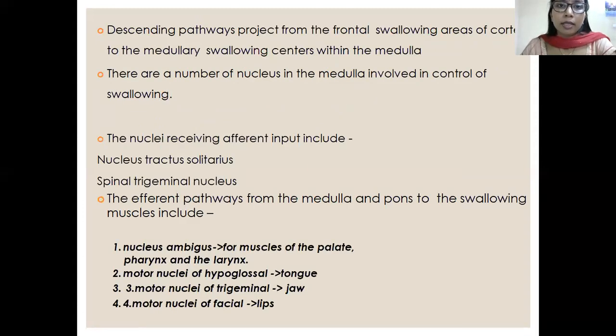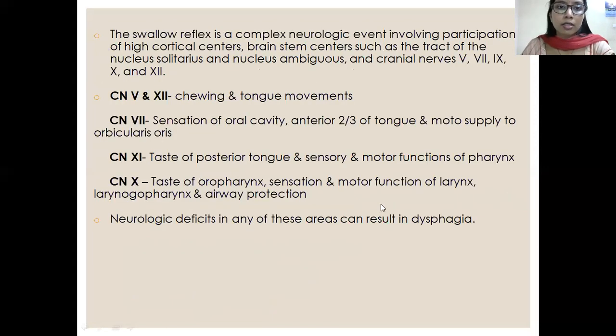So the descending pathways project from the frontal swallowing areas of cortex to the medullary swallowing areas of the medulla. So there is an ascending pathway and there's a descending pathway. There are a number of nuclei that are involved. These are nothing but your nucleus tractus solitarius and your spinal trigeminal nuclei. These are aggregations of your nerve ganglions. This is more specific, the nuclei names for the muscles and their nerves. But for your understanding, you need to know the involvement of these particular cranial nerves for which events.